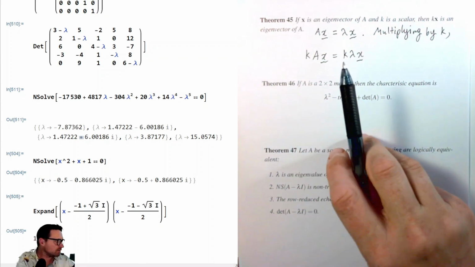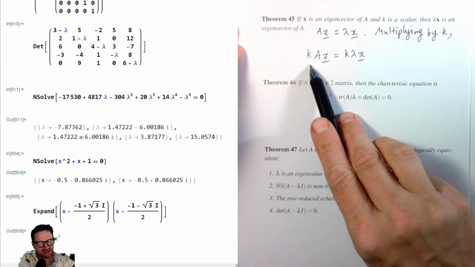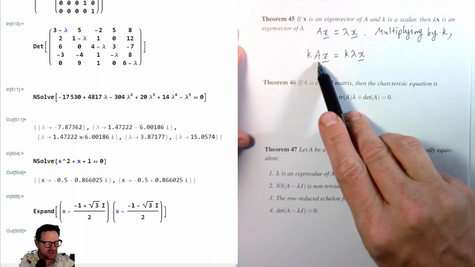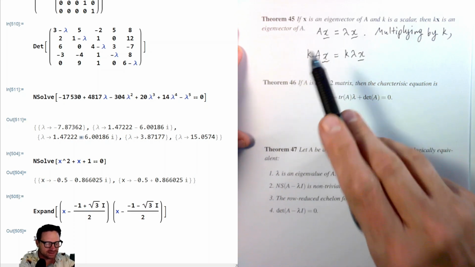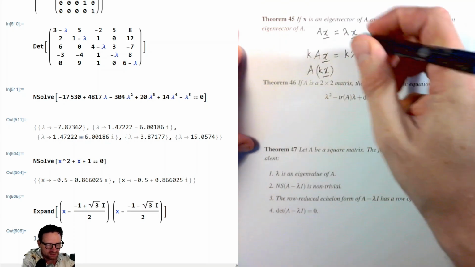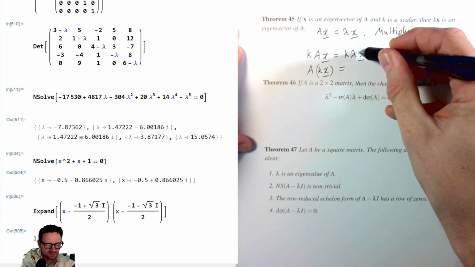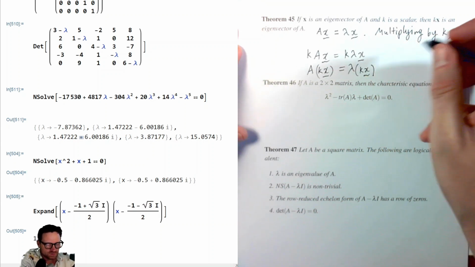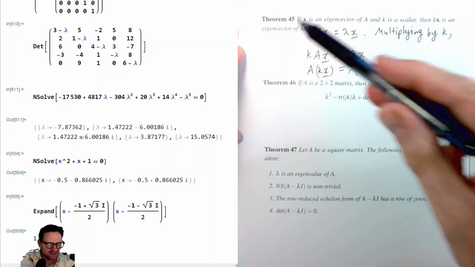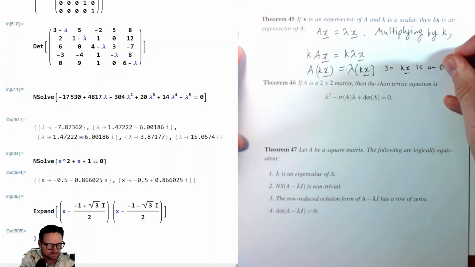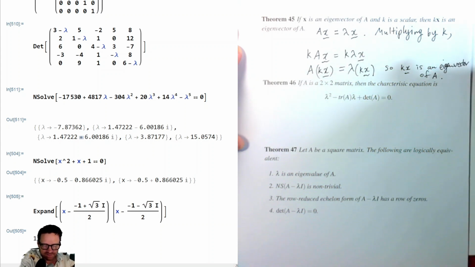So we have this. But since this is scalar multiplication here, that k multiplies through by every element of A, but then we can pull that out and put it over here next to the x. So this is k times x on the right hand side. And again, this is scalar multiplication, so we can move this through. And so this is what we have. And what this shows you is that kx is an eigenvector of A, provided that x is an eigenvector of A.